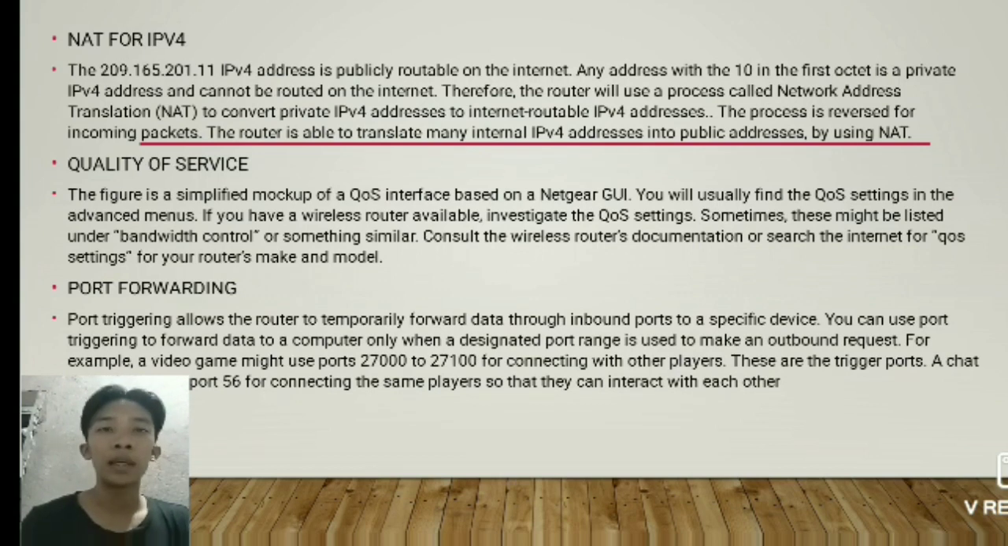Now for IPv4. The address 209.165.201.11 is a publicly routable IPv4 address on the internet. Any address with 10 in the first octet is a private IPv4 address and cannot be routed on the internet. Therefore, the router will use a process called network address translation, or NAT.